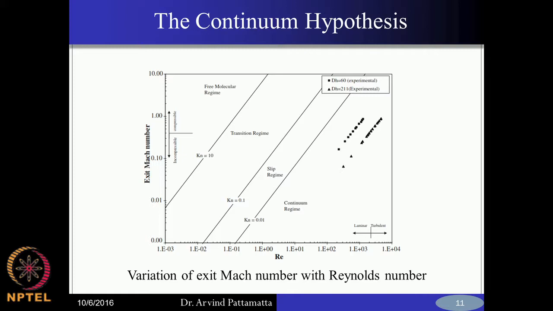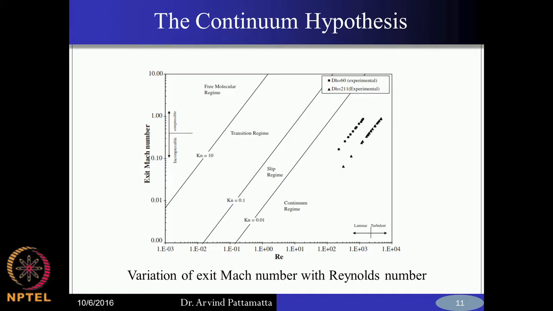But if you increase your Knudsen number, even if you go to a Knudsen number of 0.1, if you are in the slip flow and you are operating at a Reynolds number of say 100, and you draw a vertical line and then a horizontal, the Mach number tends to be above 1, which means that you have a supersonic flow happening in the channel, the microchannel.